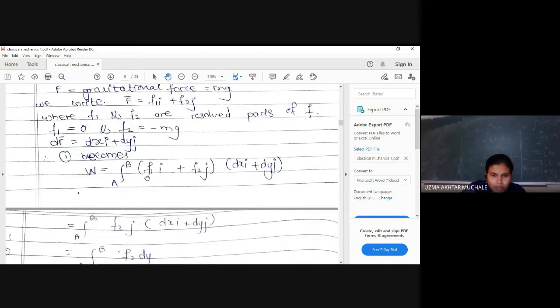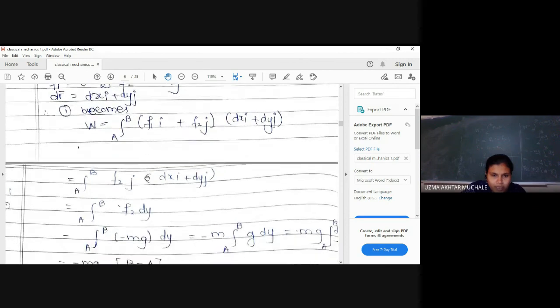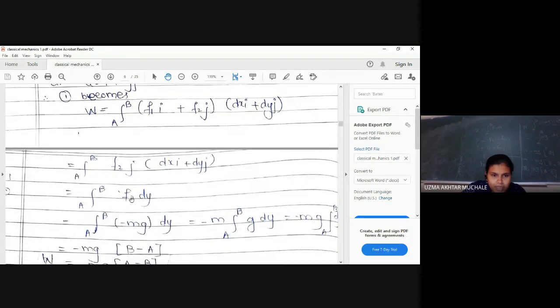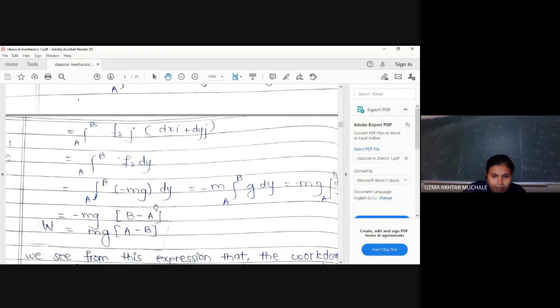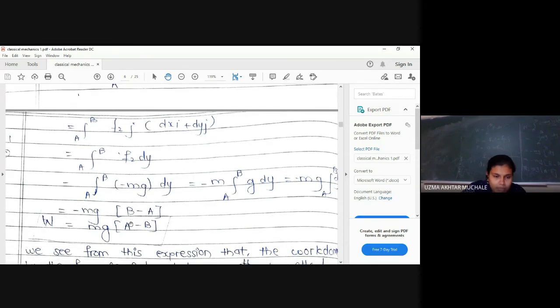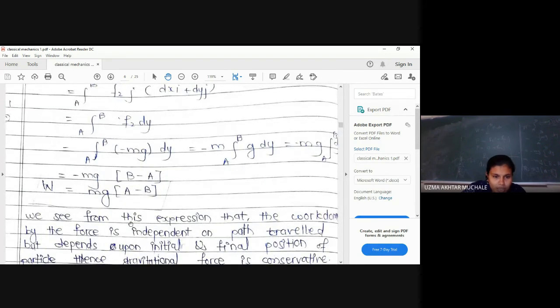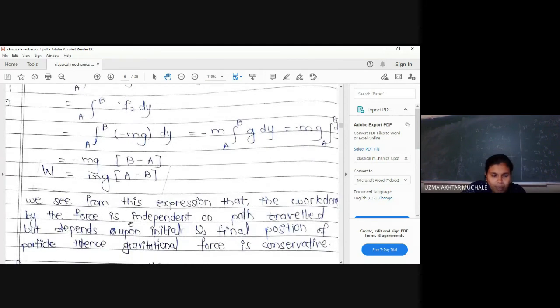Okay, so now we just have to substitute the values. F1 is 0, F2 is minus mg, and dr is dx i plus dy j. i dot j will be 0, j dot j is 1, so F2 into dy as it is. So let us put the value of F2, then keep minus mg outside. Integration of dy is nothing but b minus a, and this minus sign if I keep inside, it will be mass into gravitational acceleration into a minus b.